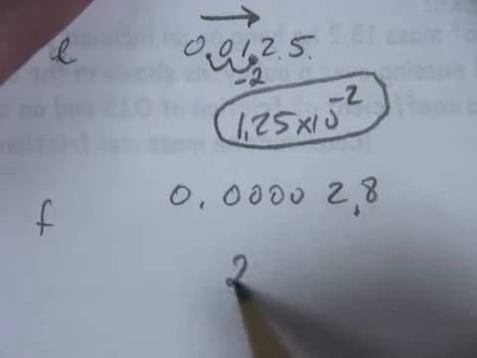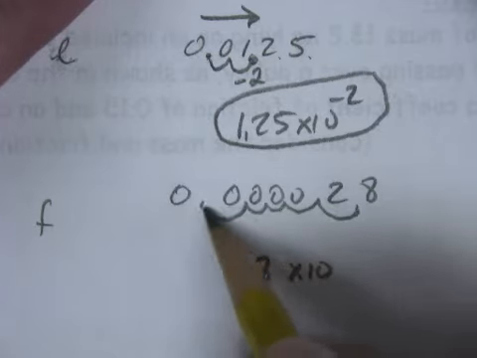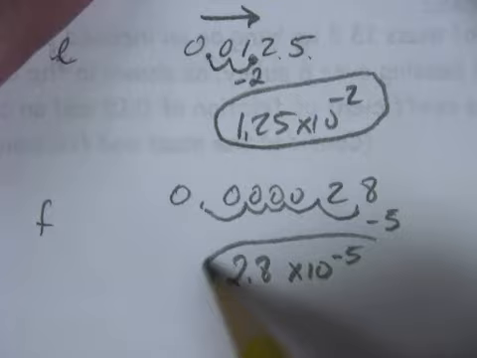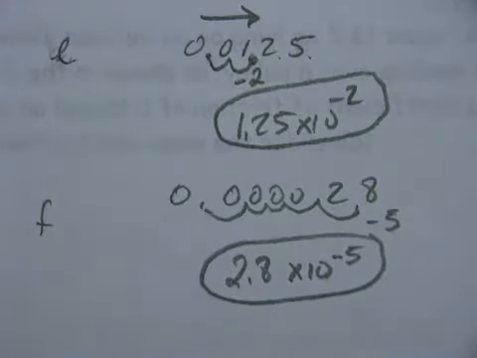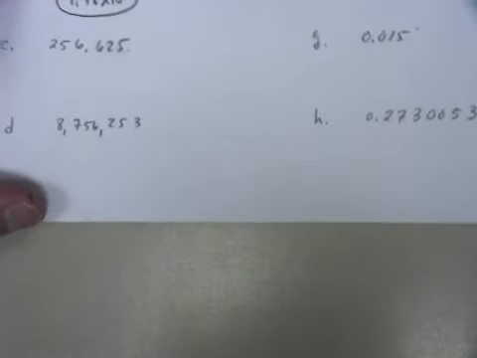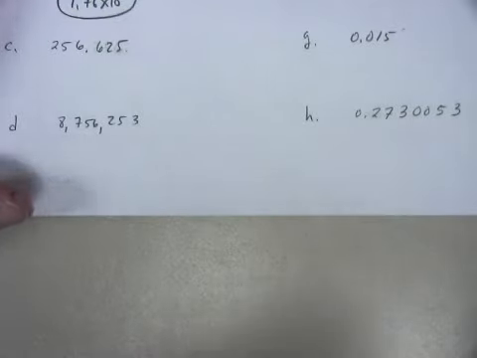So here it is. So it'd be 2.8 times 10. And how many times? 1, 2, 3, 4, 5. Since I moved to the left, it'll be negative 5. All right, I have 4 examples. I'd like you to take all 4 of these examples and work with your neighbor or someone close to you and convert each of those to scientific notation.